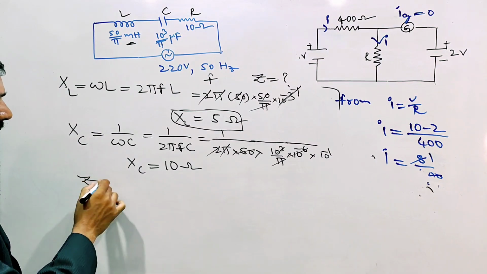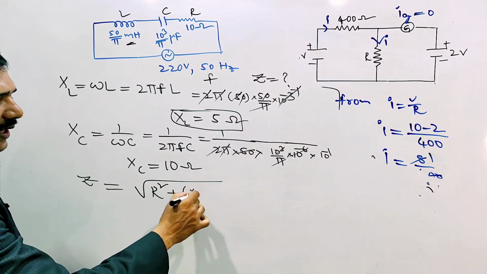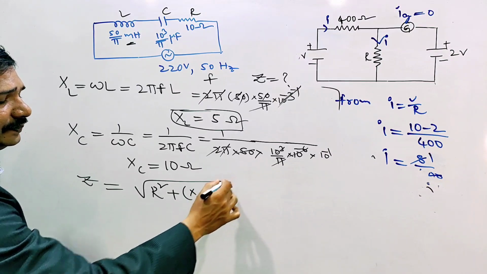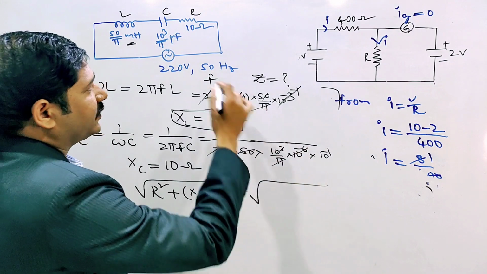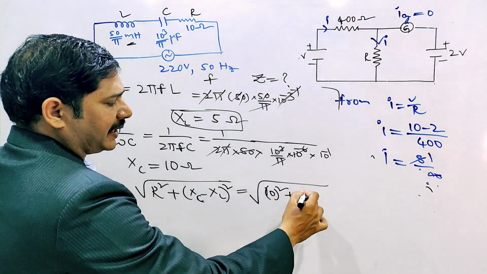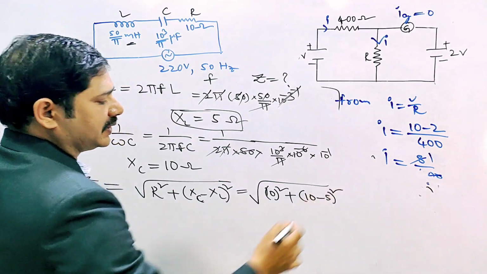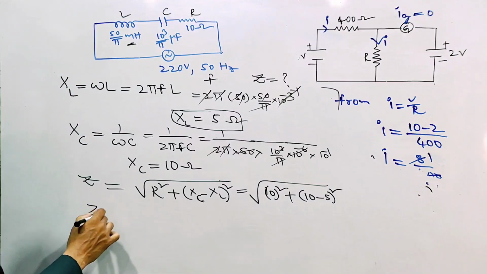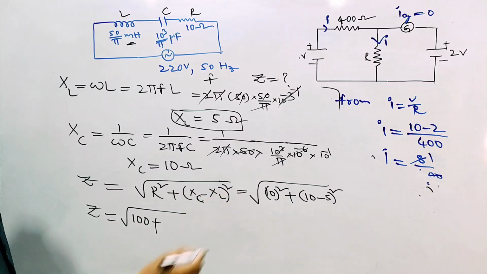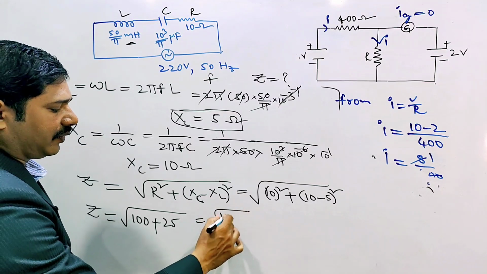Z they are asking, impedance they are asking. Impedance formula is what? Under root R square plus XL minus XC, or XC minus XL, whole square. Substitute R square, 10 square, plus 10 minus 5 whole square. Z equal to under root 10 square is 100 plus 10 minus 5 is 5, 5 square is 25, under root 125.